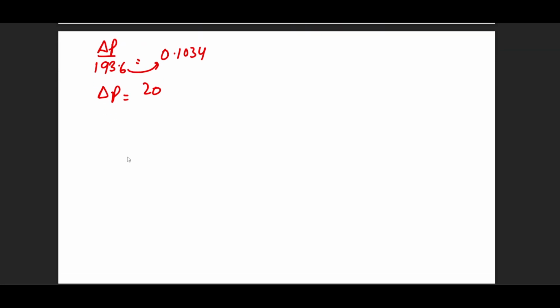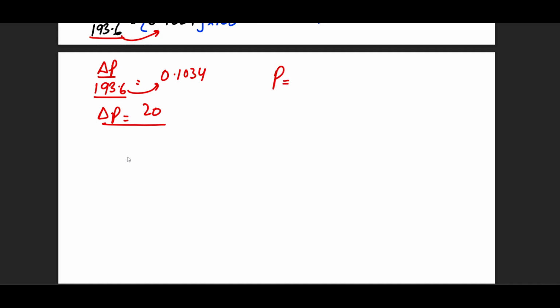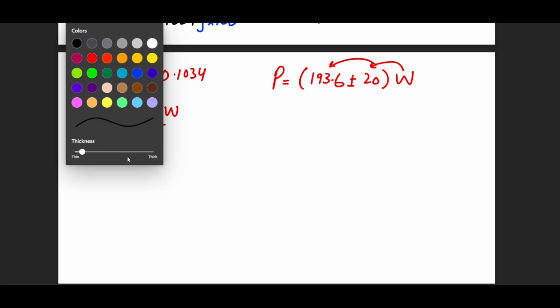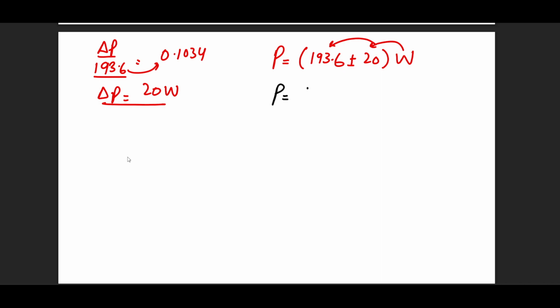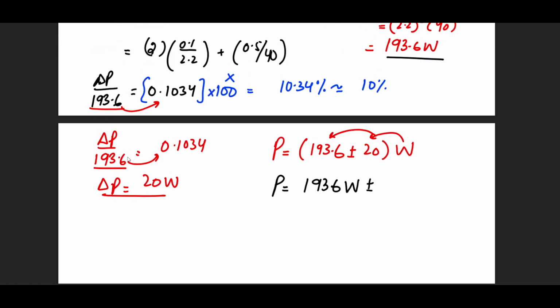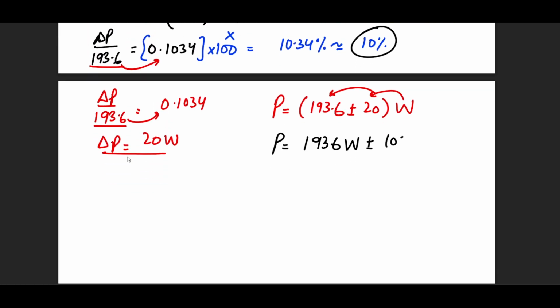Yeah. So how do I write this down? So my error in p is 20. My calculated answer is 193.6. So I can write this down in two ways. So p is equal to 193.6 plus minus 20 watts. Now I know that this is absolute error, so watts goes with this and watts goes with this as well. The other option I have is P equals 193.6 watts plus minus 10%.